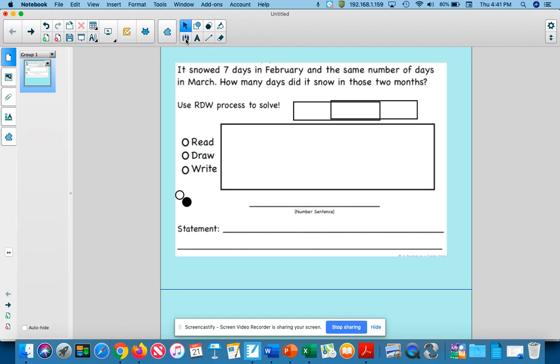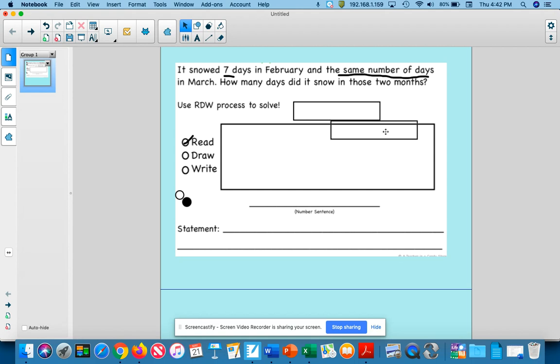So let's read that again and pick out some important information that we can find. It snowed 7 days in February and the same number of days in March. How many days did it snow in those 2 months? Okay, so I'm going to give a check for read. We have some information that it does give us. We know that it snowed 7 days in February, and then it was the same number of days in March. Our question is asking us how many days did it snow in those 2 months together?